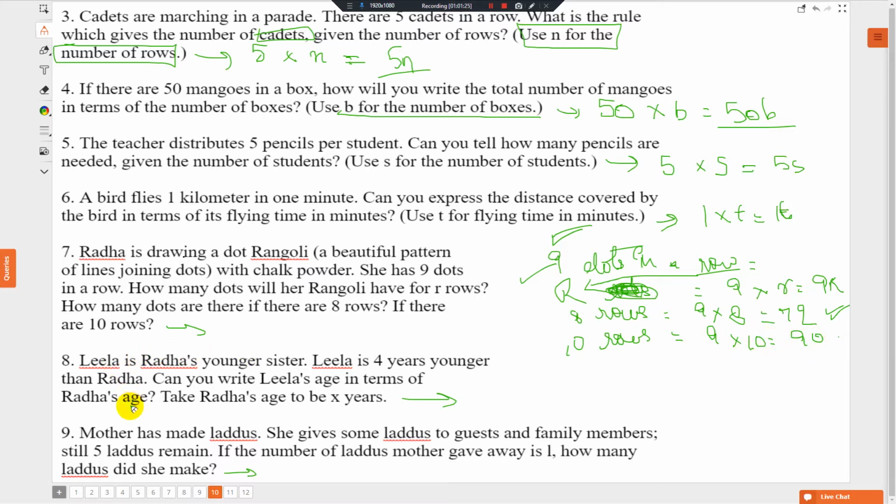Now here, Leela is Radha's younger sister. Leela is 4 years younger than Radha. Can you write Leela's age in terms of Radha's age? Radha's age should be taken as x years. Leela is smaller than Radha, 4 years younger. So what will you write? Take x as Radha's age. So what will be Leela's age?